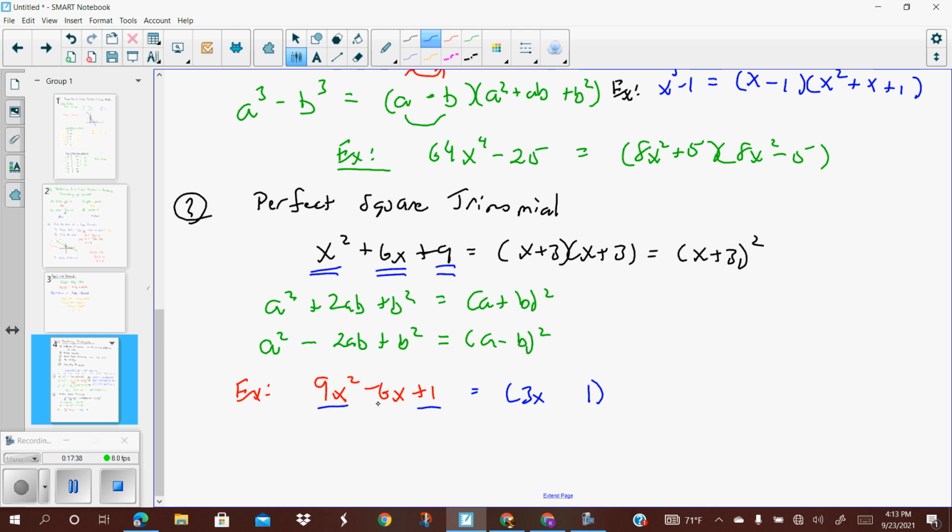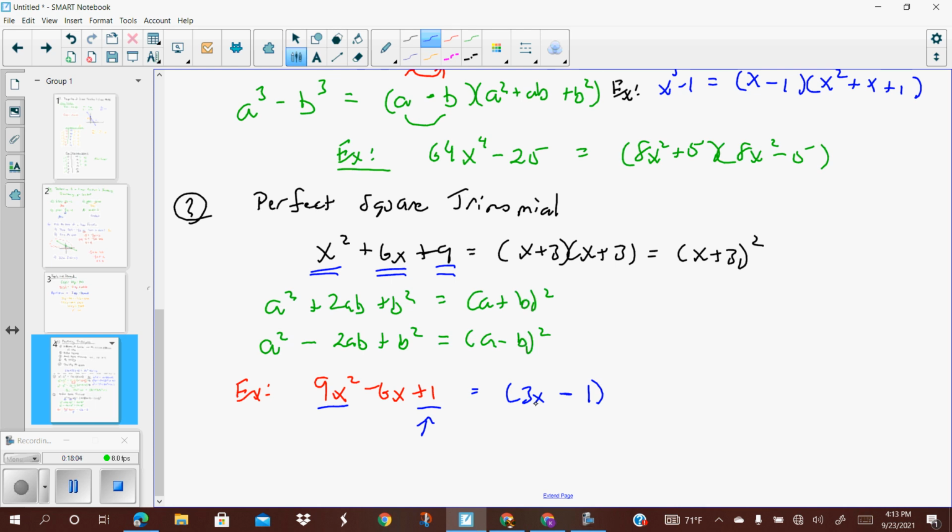Well, that's because the 1 on the end is the square of 1. It is also the perfect square of negative 1. If you take negative 1 and square it, you still get positive 1. So if I make this a negative 1, now if I multiply the 3x times the negative 1, I get negative 3x. Doubling it gives me the negative 6x. So this is a perfect square trinomial.